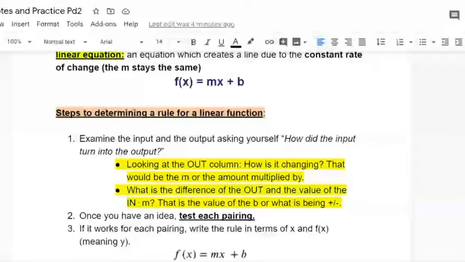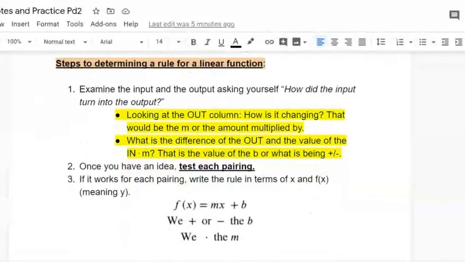And that would be the M, whatever it's multiplied by. So we're going to look down the column and figure out what is it changing by. Then once we figure out what it's multiplied by, what is the difference? So if I multiplied the in to the M, it's not going to equal the out. It's going to be a little off. So that's where we're going to find what we plus or minus. Once we have that idea, we have to test each pair, and then we are writing it in the form of f of x equals mx plus b, which you guys already got.